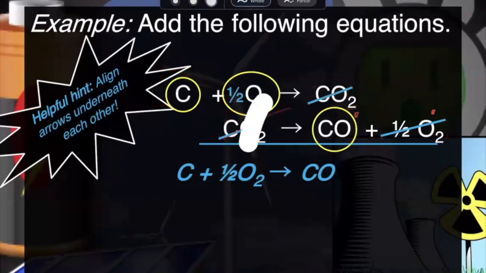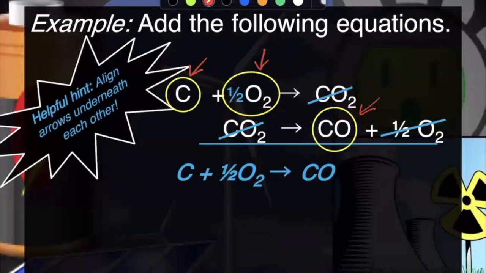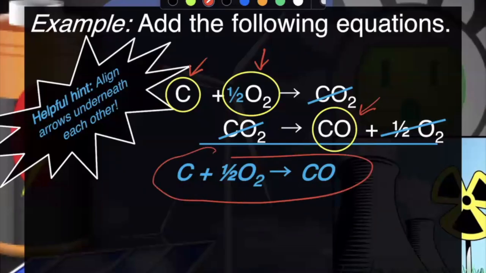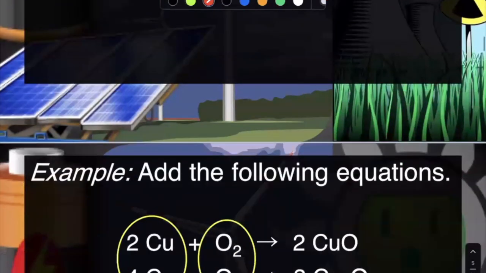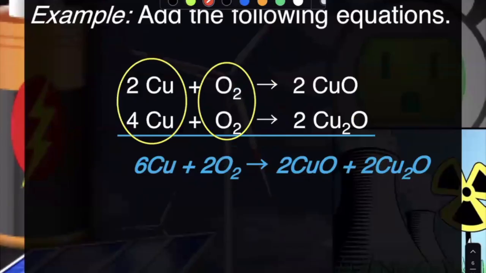Once we crossed out our spectators, we can just add those together. The carbon was not eliminated, the 1/2 of O2 is still there, and the carbon monoxide is still there. So that's just adding together to get that. Again, remember anything in blue or yellow is something that would have popped up as we were going through the slideshow, but this program doesn't do that.